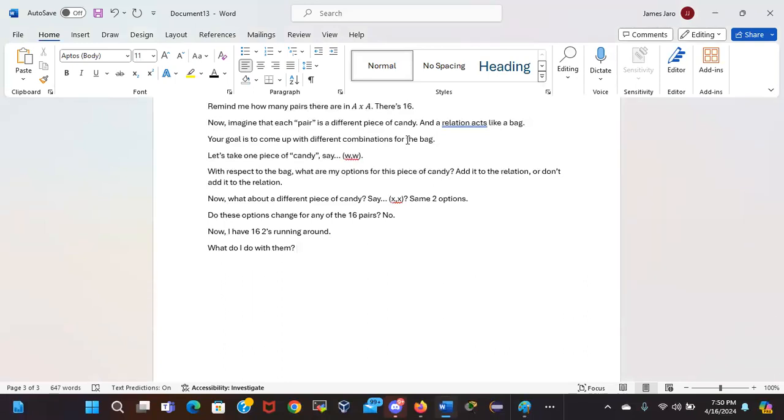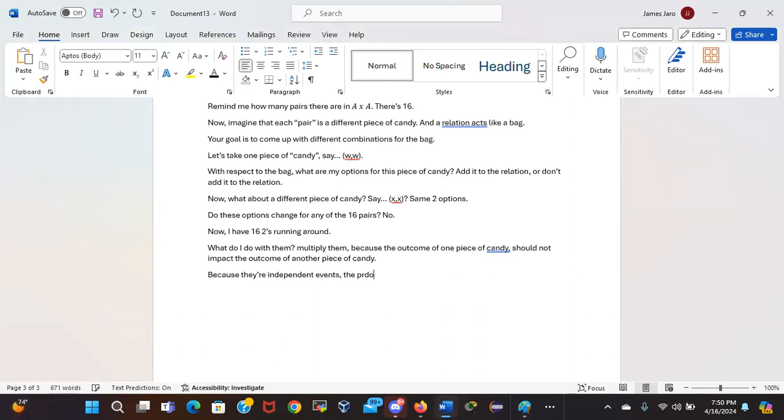What should I do with these 16 twos? Yeah, we multiply them, because the outcome of one piece of candy should not impact the outcome of another piece of candy. Does that make sense? Because they're independent events, that's what we call them.